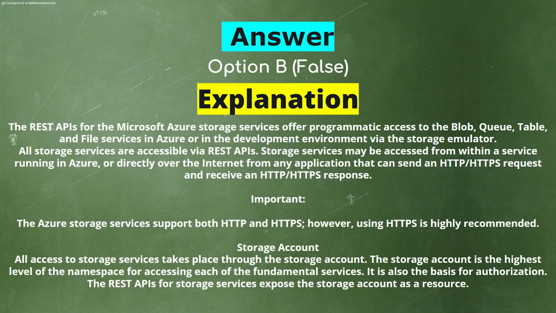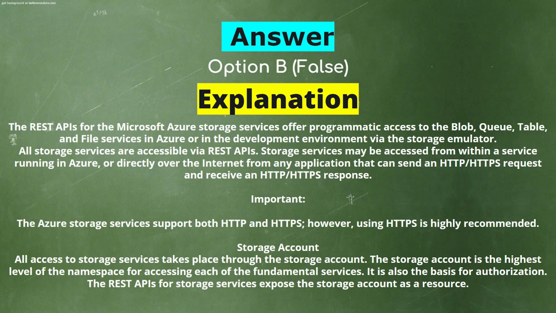Next question. Which of the following would be ideal to store flexible datasets like user data for web applications, address books, device information, or other types of metadata your service requires? And the options are A. Azure Queue Storage, B. Azure Table Storage, C. Azure SQL Database, D. Azure Data Lake Storage Gen 2. And the correct answer is option B, Azure Table Storage.